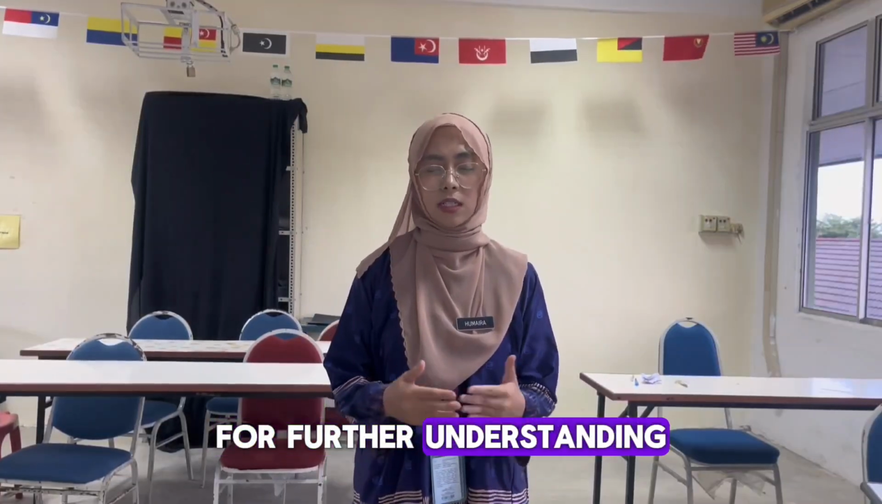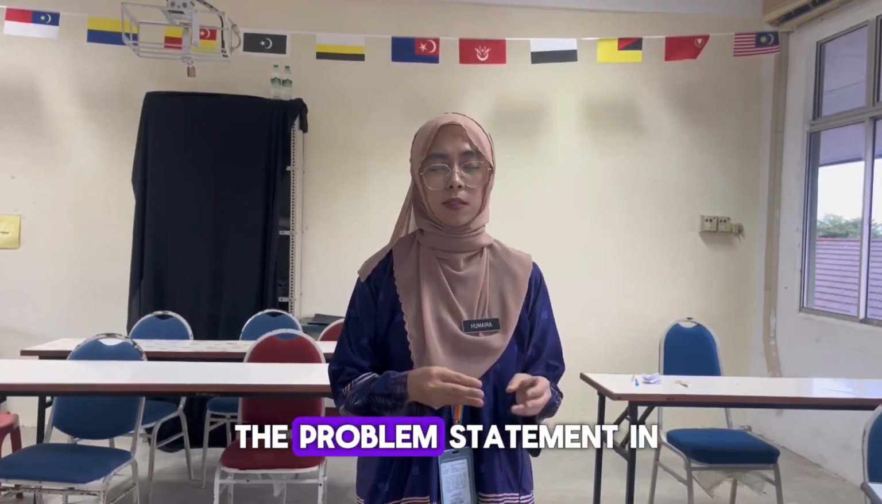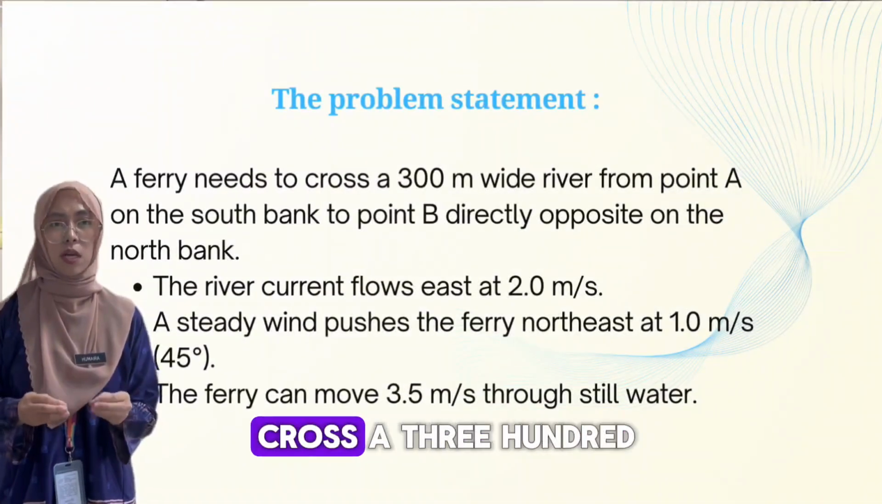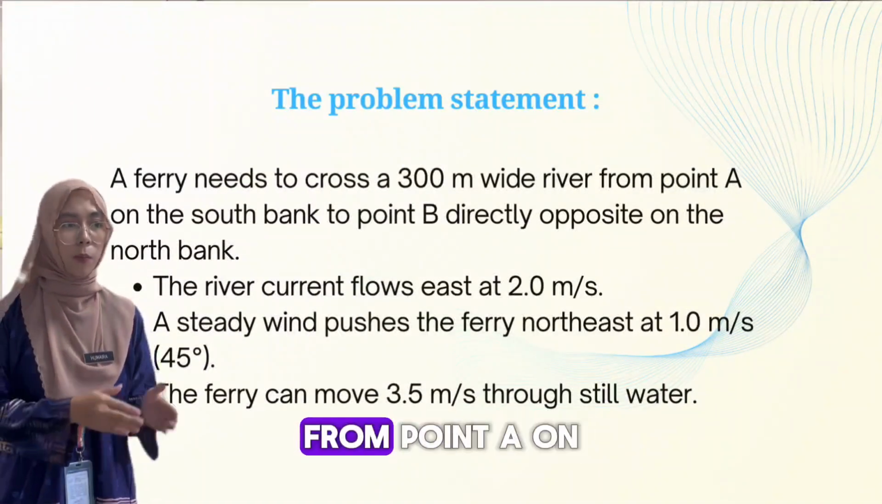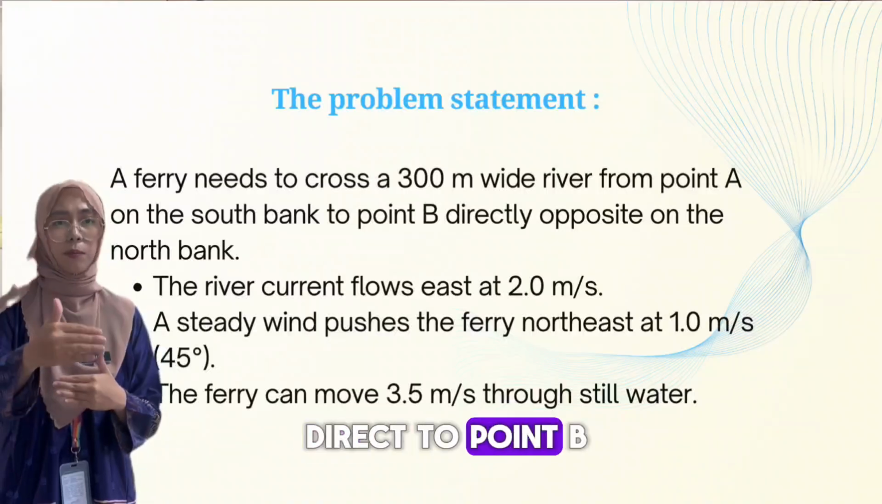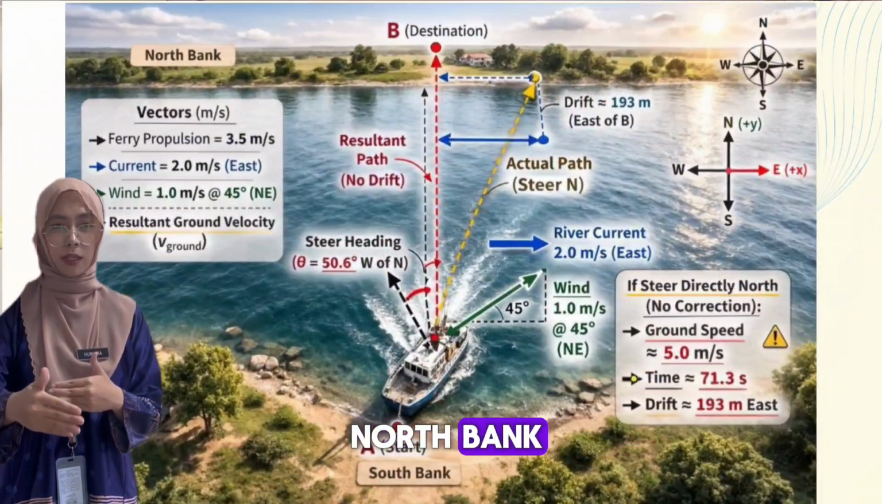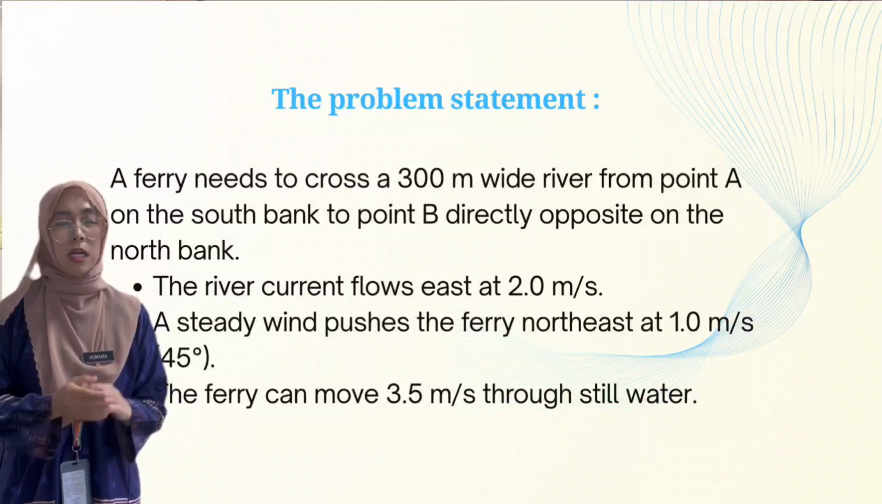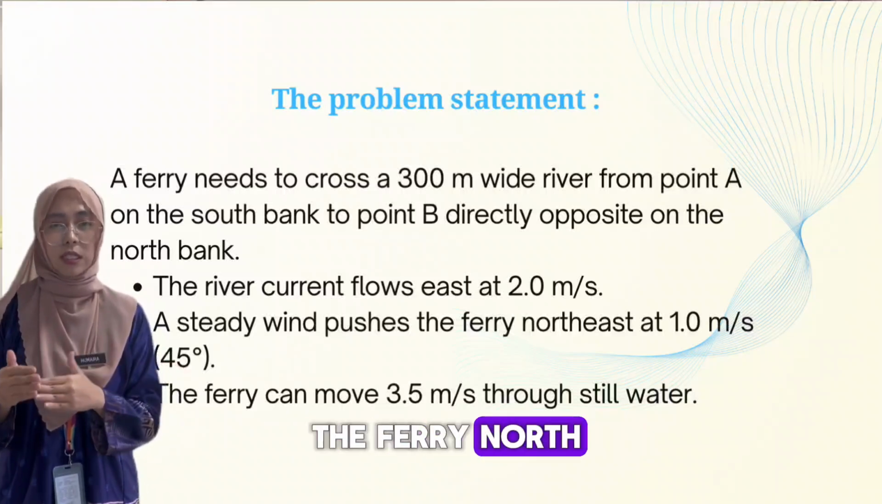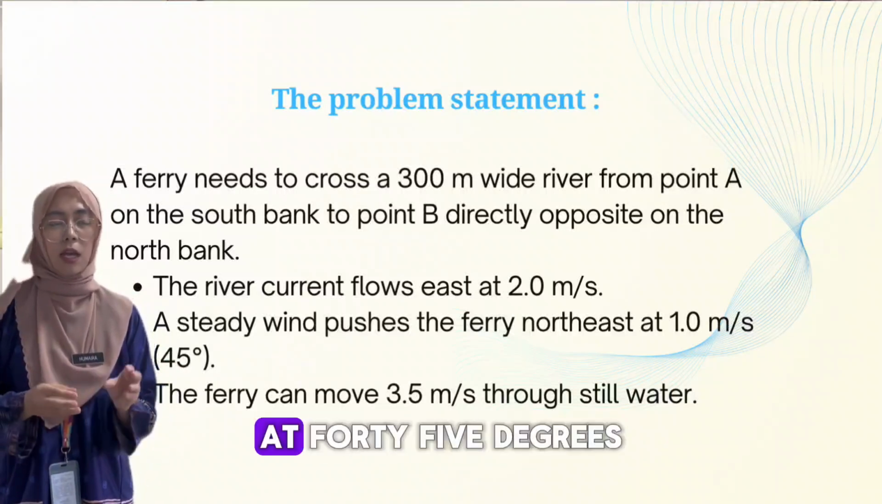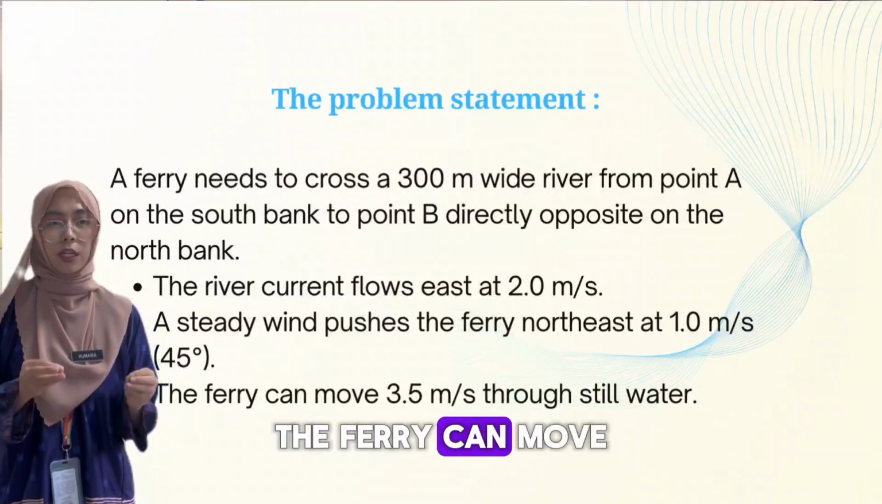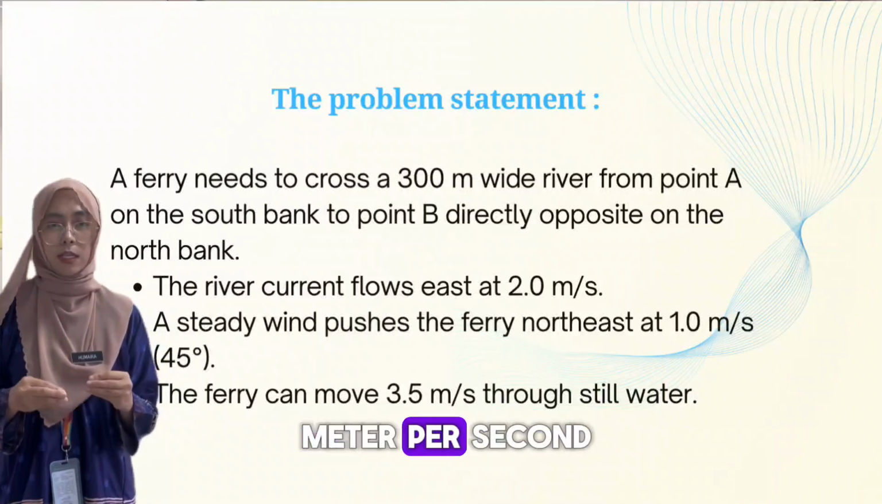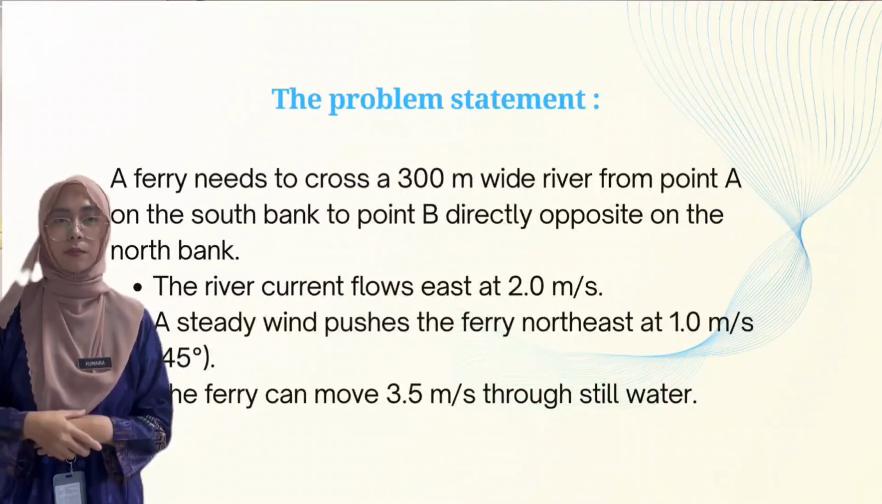For further understanding, I will read you the problem statement in my writing PB. A ferry needs to cross a 300-meter wide river from point A on the south bank to point B, directly opposite on the north bank. The river current flows at 2.0 meters per second. A steady wind pushes the ferry northeast at 1.0 meter per second at 45 degrees. The ferry can move at 3.5 meters per second through still water.